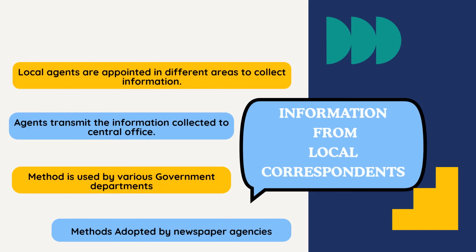The next method is information from the local correspondent. Here the local agents are appointed in different areas to collect the information, and these agents transmit the information collected to the central office. It is majorly used by the newspaper agencies and the media department, who appoint different agents in different areas to collect the information, to collect the news. Then they are using the method of information from the local correspondents.